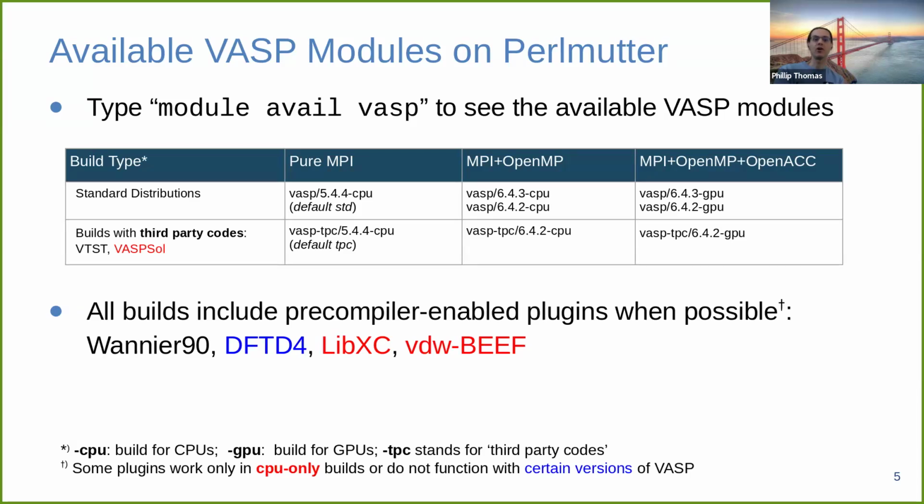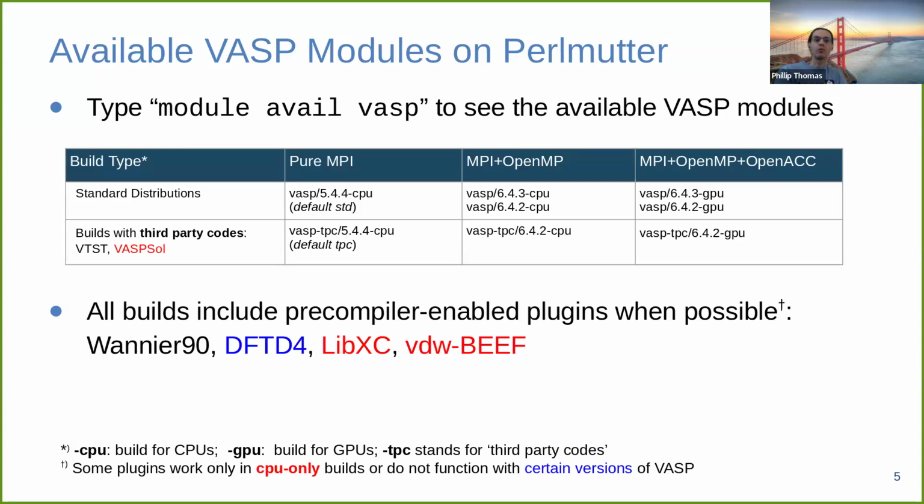Note that all of the builds, whether they are regular VASP or VASP-TPC, do include plugins that are enabled by precompiler options rather than by modifying the source of VASP. And these include tools such as Wannier90, DFT-D4, libxc, and BEEF.